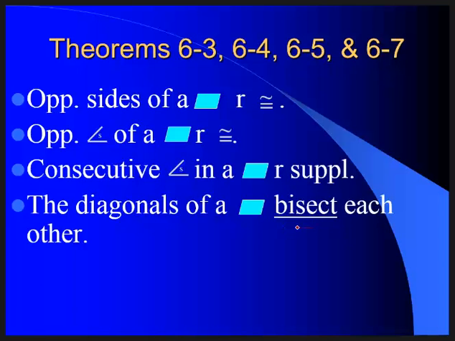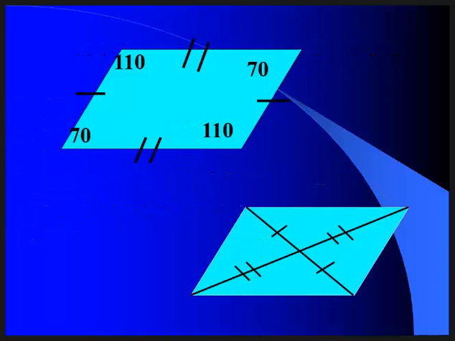There's that word again. It keeps creeping up. What does bisect mean again? It means that they cut each other in half. So the 2 parts are congruent. So here's what these relationships will look like when labeled in a parallelogram.